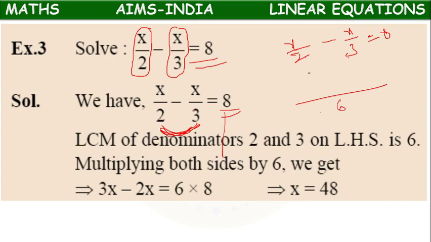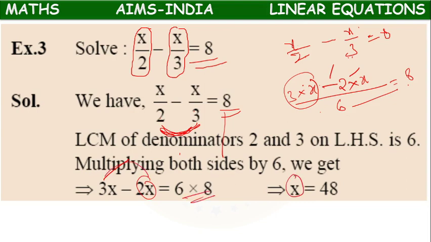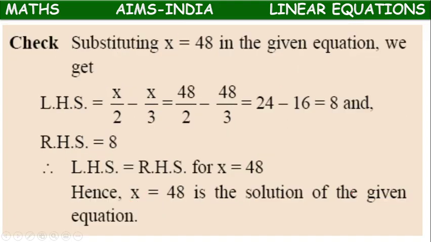6. 2 threes are 6, into numerator x. 3 twos are 6, into numerator x, equals 8. So we can write 3x minus 2x. This 6 will go to that side, 6 into 8. 3x minus 2x equals x. 6 eights are 48. We got x equal to 48.